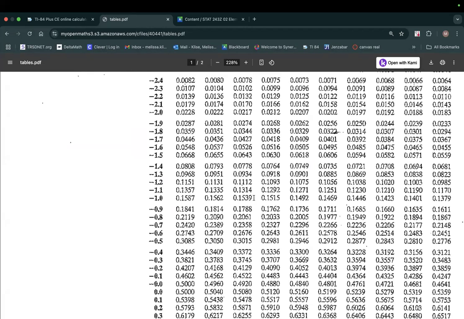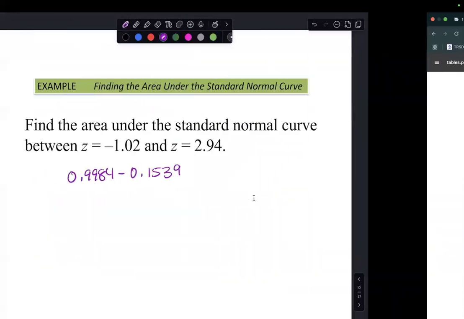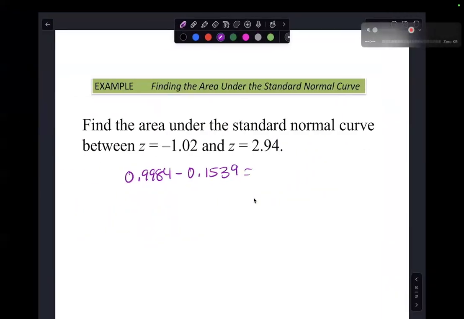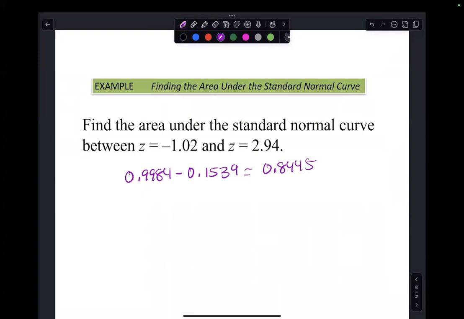0.1539. So now that I have both of those, I'm going to subtract off that tiny little piece at the end. Pop over here. Use my fancy calculator. Don't even need a fancy calculator for this. I get 0.8445. So that's the area under the curve between those two Z-scores.